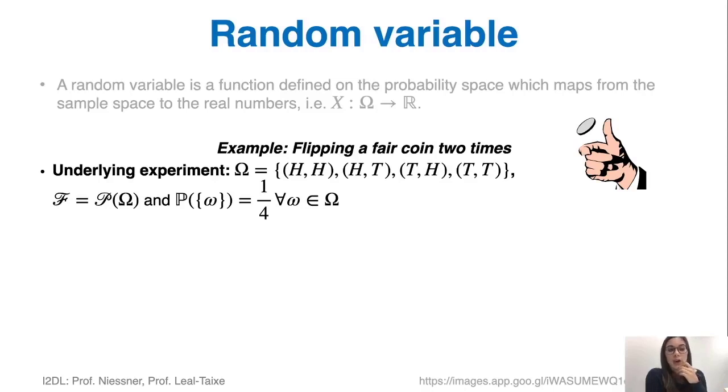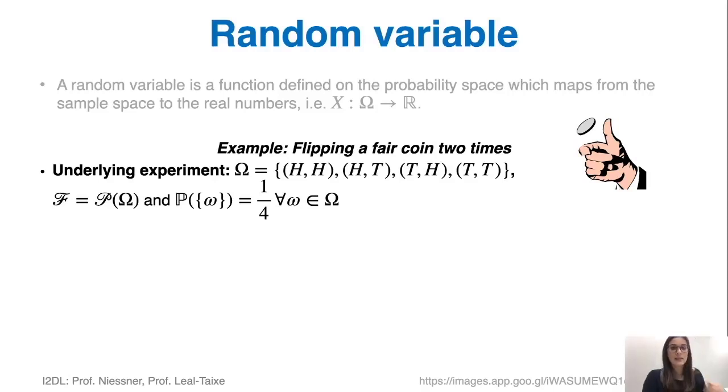Again, we choose for our event space P of omega, which is just all possible subsets of our omega, which is always the most simple choice for the event space F.